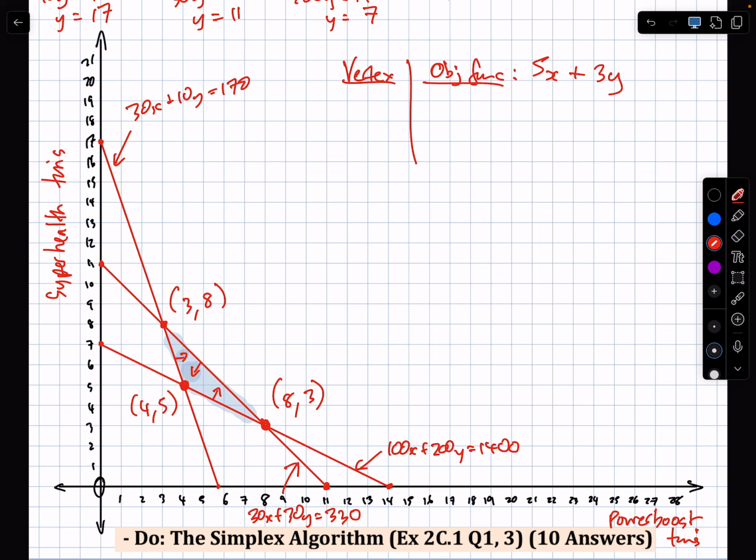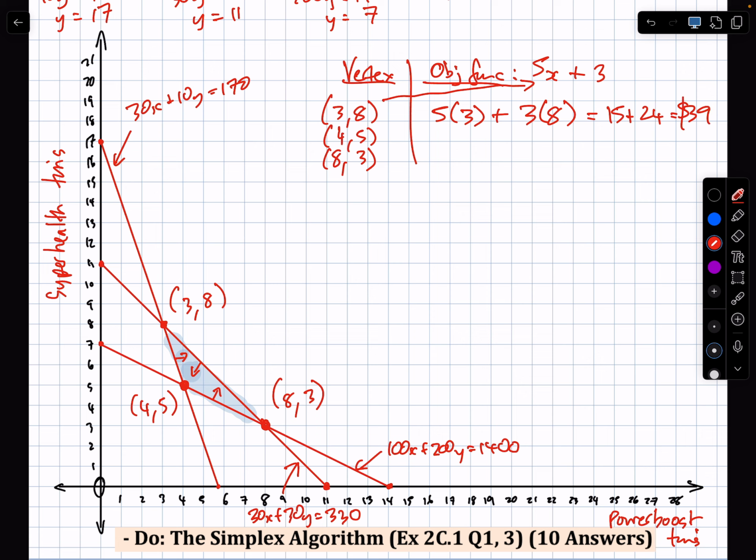3Y. And so all I'm doing with this table is running these 3 vertices, (3, 8), (4, 5), and (8, 3) into that objective function there and see which one is the lowest cost. So (3, 8) is going to be 5 lots of 3 plus 3 lots of 8. What's 5 times 3? 15 plus 24. That's going to be 39. If Hano bought 3 Power Boost and 8 Super Health, it would cost him $39.